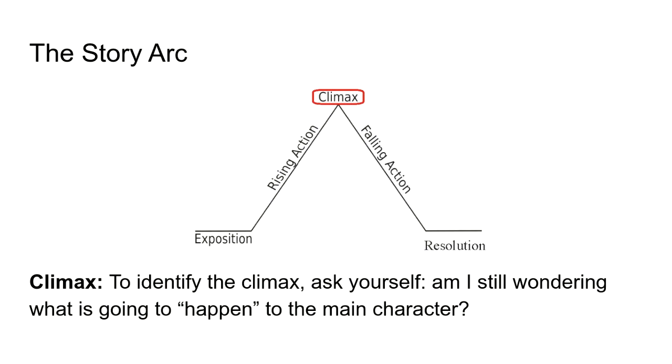But in order to really identify the climax, you want to ask yourself, am I still wondering what's going to happen to the main character? Based upon what the story has set up, sure, I'm theoretically, abstractly interested in Bub and what's going to happen after this moment. Is Bub going to start behaving like a better husband? Is he going to start behaving like a more conscientious person? Is he going to strike up a long-lasting friendship with Robert? I abstractly wonder those things. But that stuff isn't what the story is about.